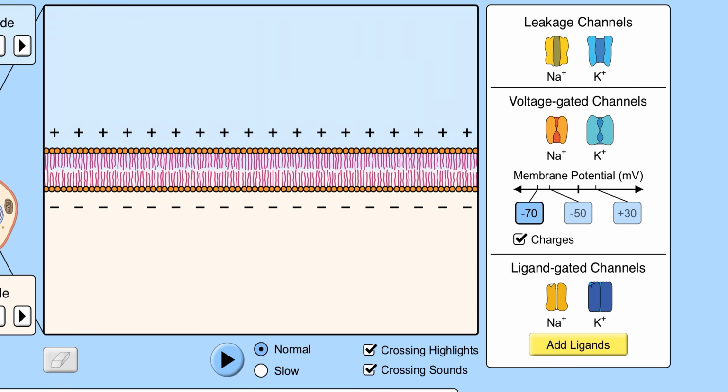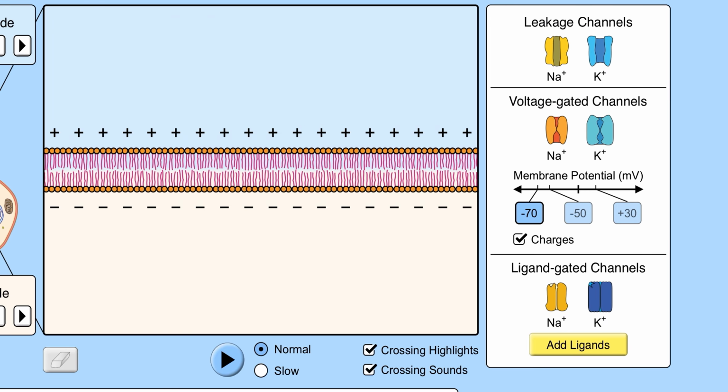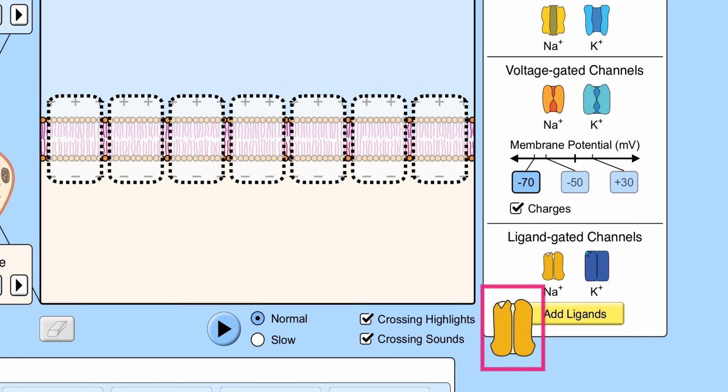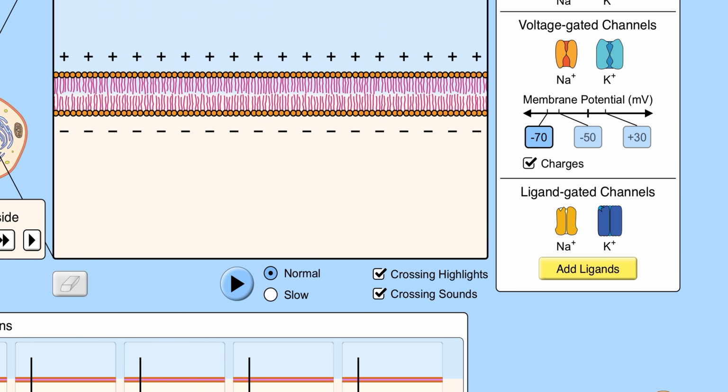We have three types: leakage channel, here for sodium ion and for potassium ion. We have voltage gated channel for sodium ion and potassium ion again. We have ligand gated channel, for sodium ion and for potassium ion. Right. Now let's start the demonstration.